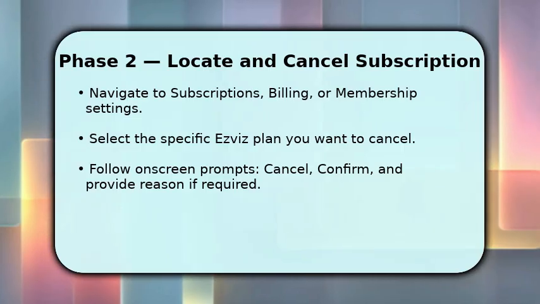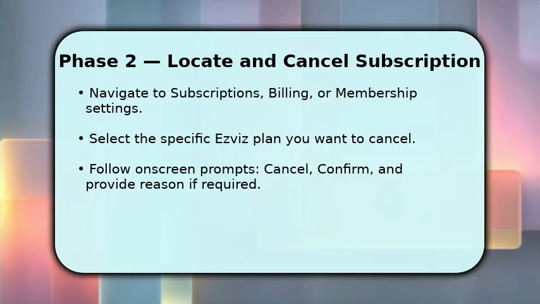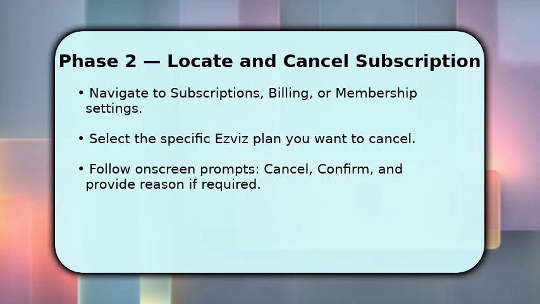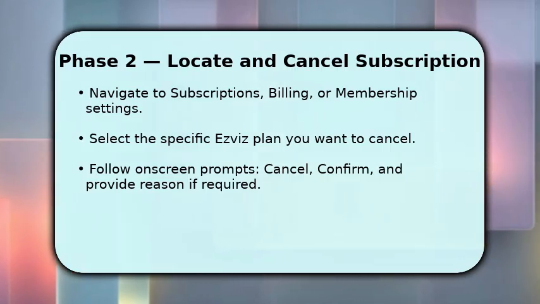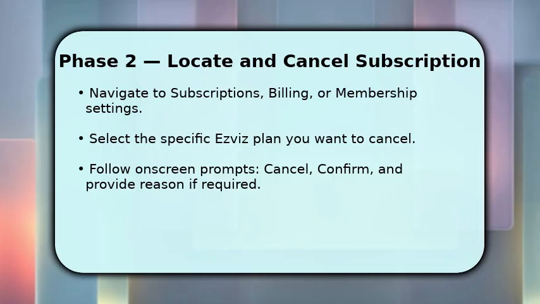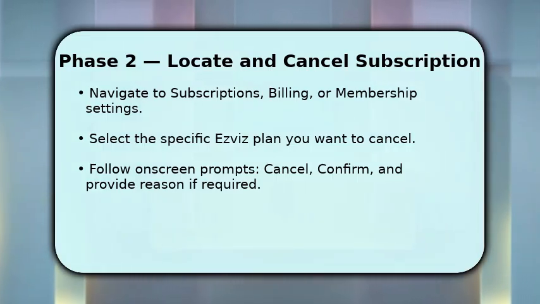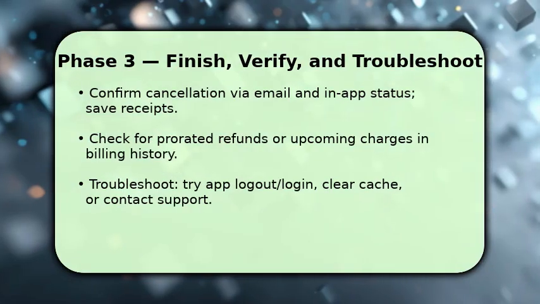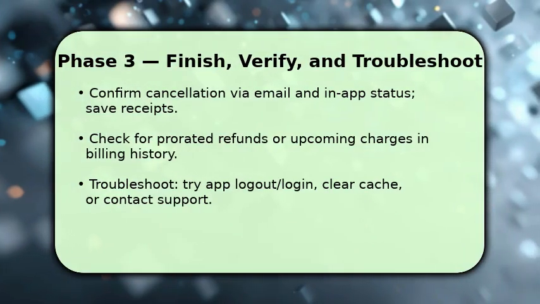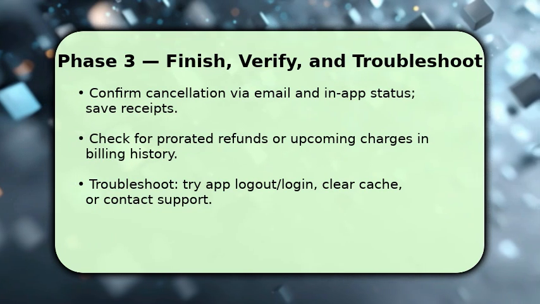Some flows require you to select a reason, choose one, and press Confirm or Submit. After that, check for a confirmation email or in-app notice so you know the cancellation finalized and when access ends. Finish by verifying the subscription shows as canceled in the app and that you receive a confirmation email.